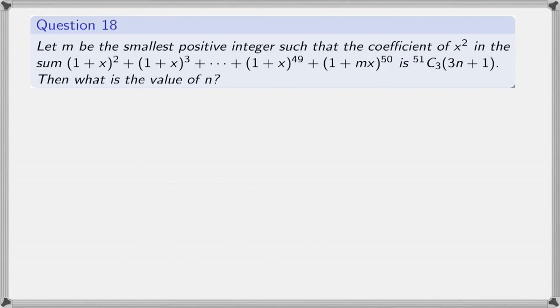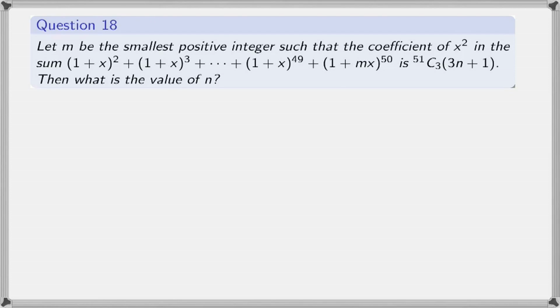In this question we are given m to be the smallest positive integer so that the coefficient of x square in the sum (1 plus x) square plus (1 plus x) cube plus so on and so forth, (1 plus x) to the power 49 plus (1 plus mx) to the power 50 is 51C3 into (3n plus 1). We shall find out the value of n.